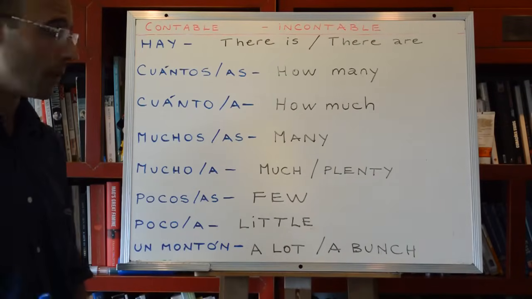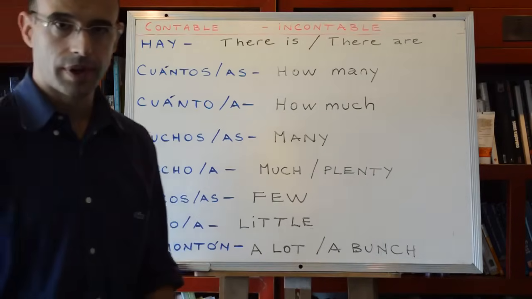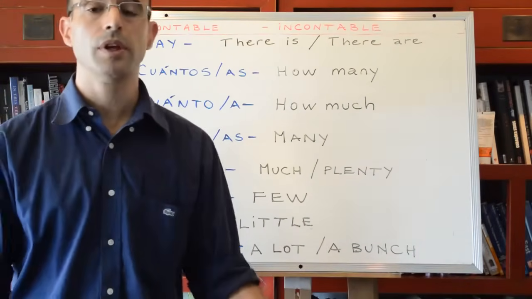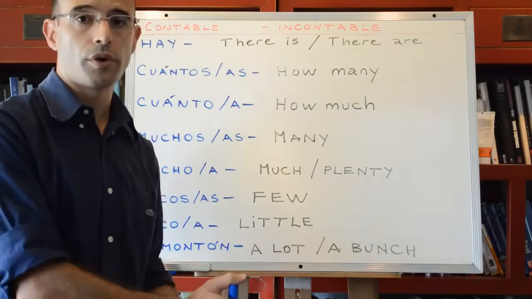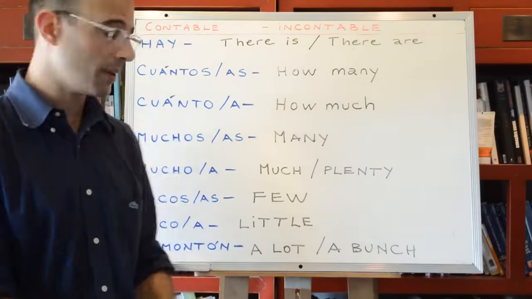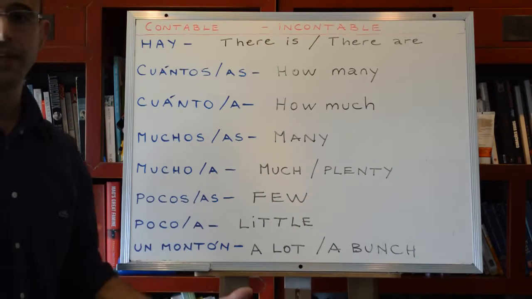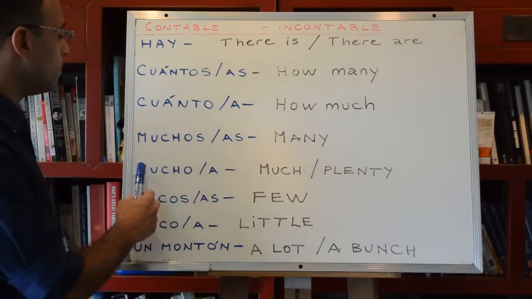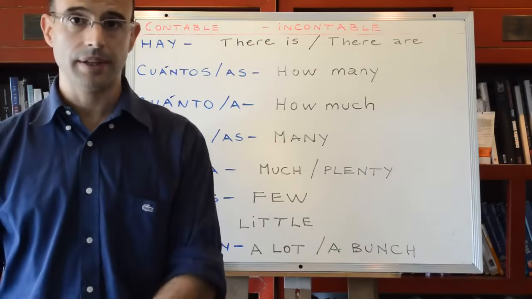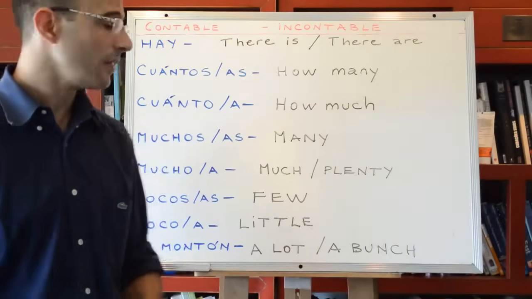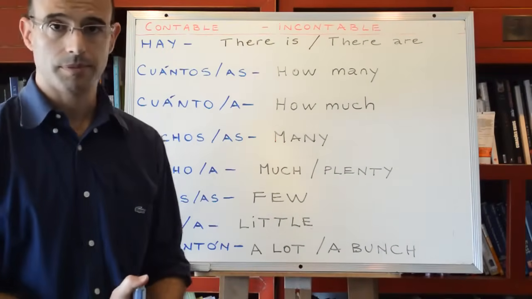Now, for uncountable, mucho or mucha. Right? Again, let's use the same example with money, dinero, which is masculine, and water, agua, which is feminine. Hay mucha agua. There is plenty of water. Hay mucho dinero. There is plenty or a lot of money, okay? So mucho or mucha are for uncountable.